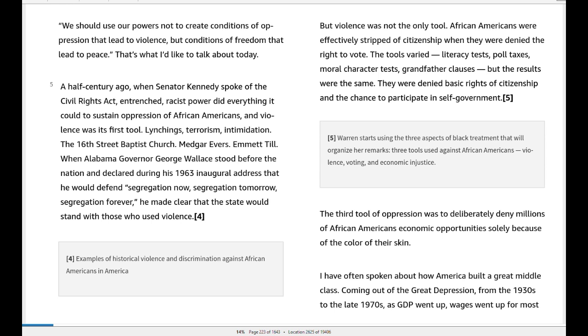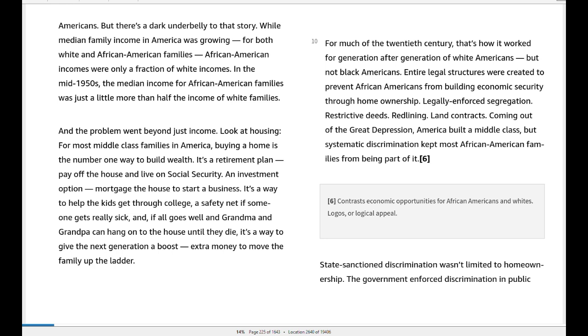The third tool of oppression was to deliberately deny millions of African Americans economic opportunities solely because of the color of their skin. I have often spoken about how America built a great middle class. Coming out of the Great Depression, from the 1930s to the late 1970s, the GDP went up. Wages went up for most Americans. But there's a dark underbelly to that story. While median family income in America was growing for both white and African American families, African American incomes were only a fraction of white incomes.